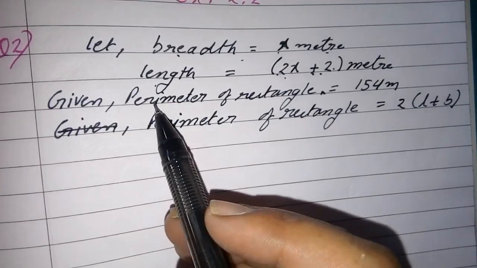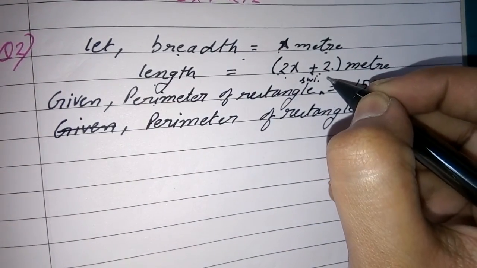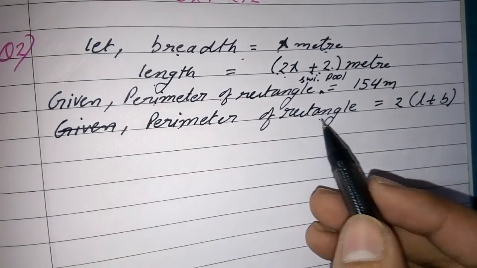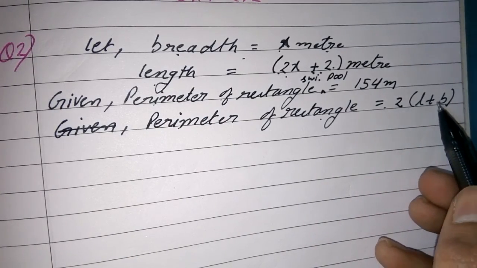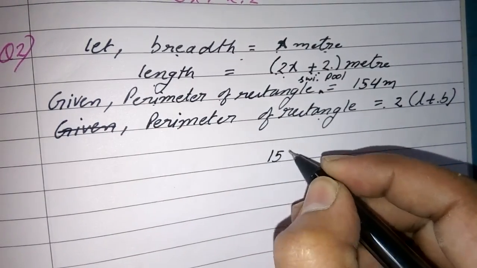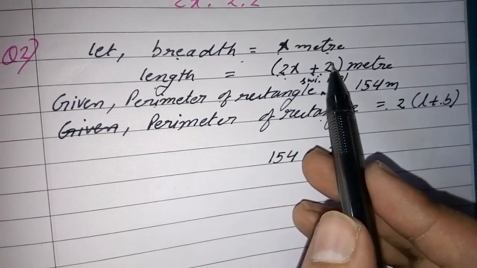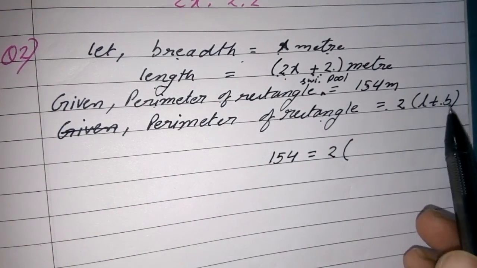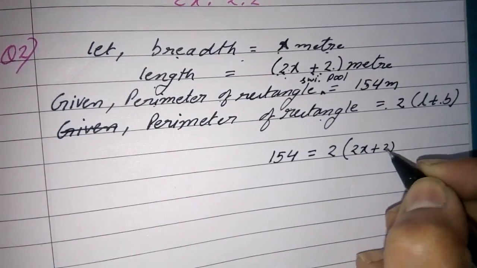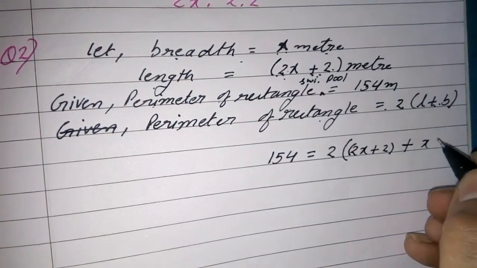Okay, what is given? Given perimeter of rectangular swimming pool, I forgot to write here, but please write here, swimming pool is 154 meter, and perimeter of rectangle equals 2 into (length plus breadth). So we will write here 154 equal to 2 into (length plus breadth). Now put the values of length and breadth here. So length is 2x plus 2, then small bracket plus breadth, and breadth is x.